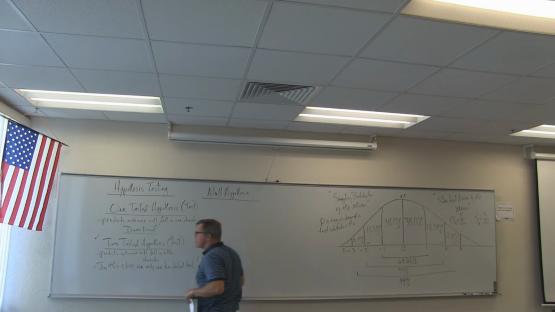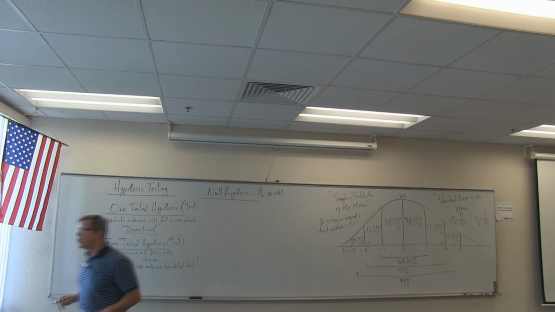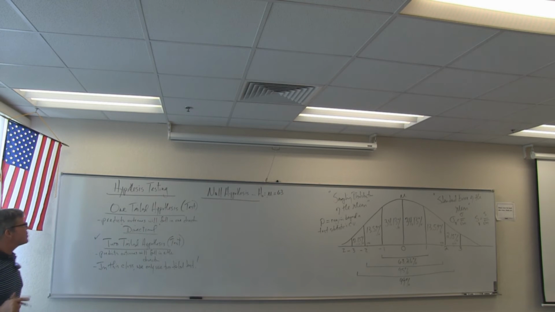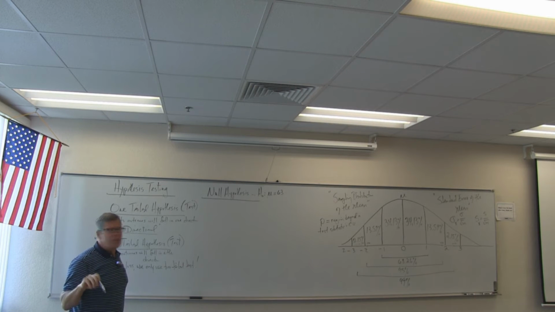The null hypothesis is written H sub 0 colon. And just write in your notes, mu equals 63. This is a typical null hypothesis. The null hypothesis is the statement of no. It's the statement of no difference, no relationship, no effect, not pregnant, whatever.